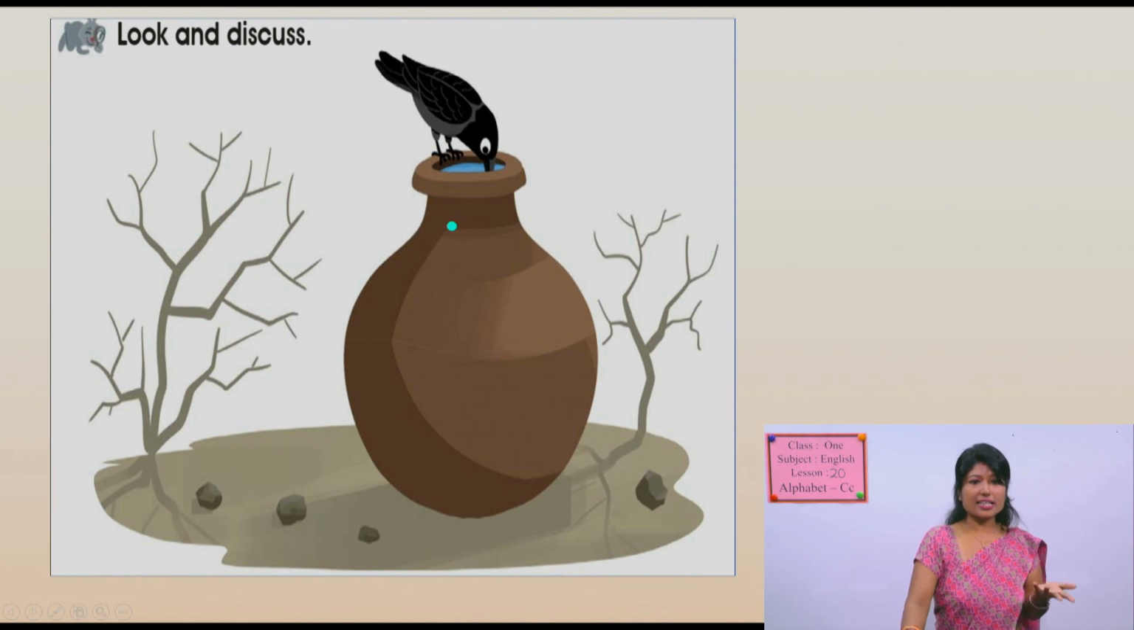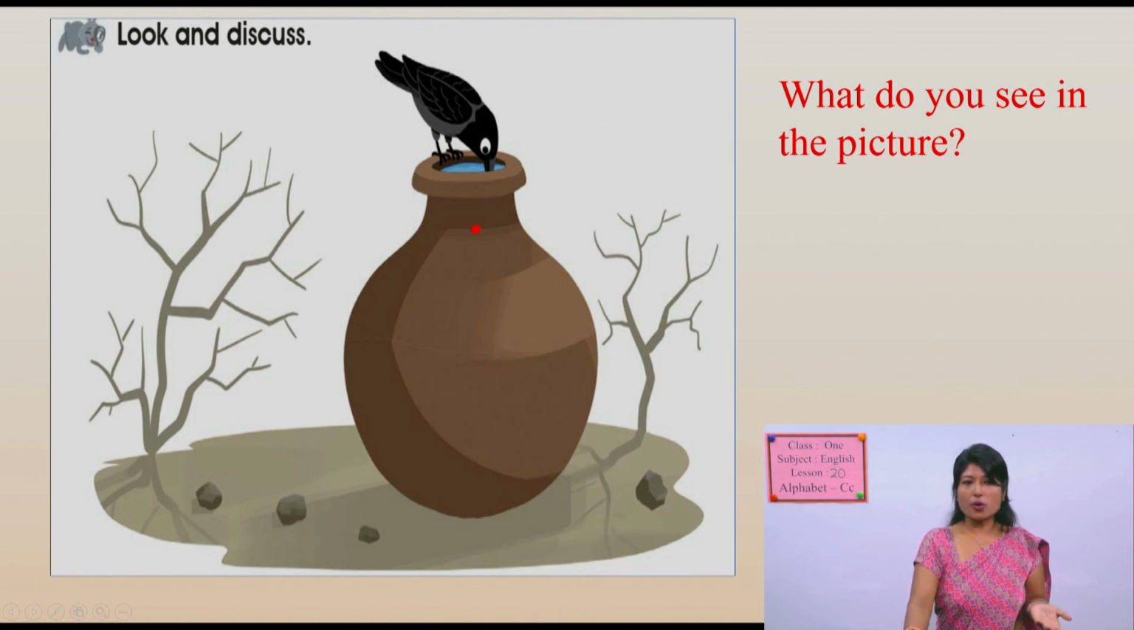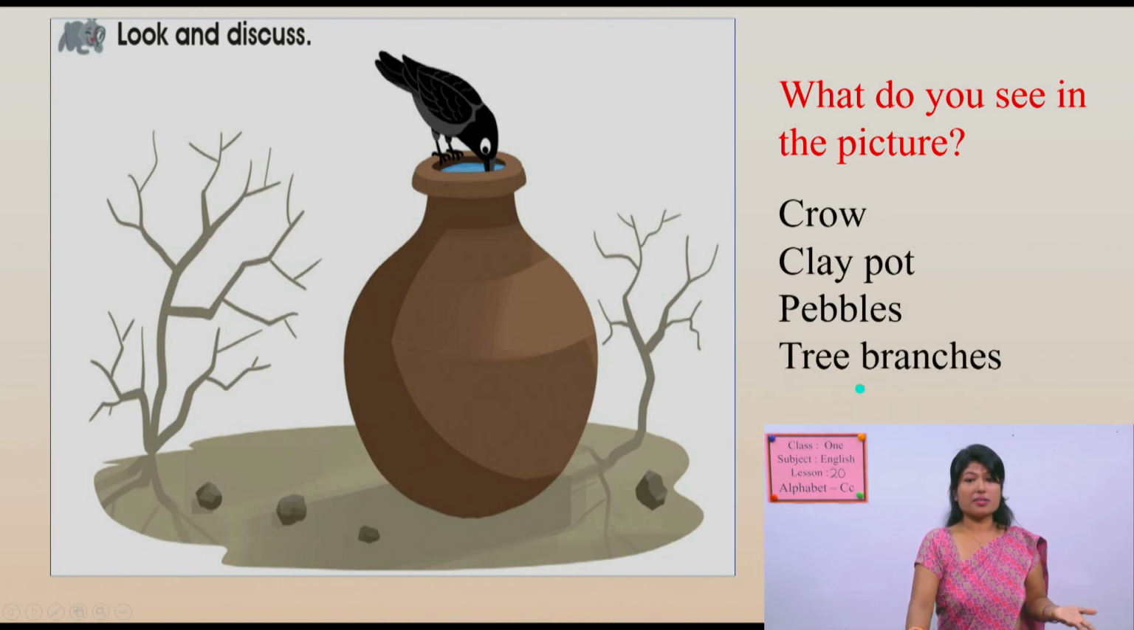What can we see? A pot. Okay, what is this? Clay pot, right? We can see a clay pot, and here a crow. What else do you see in the picture? Clay pot, crow, and then some pebbles, pieces of stone. 1, 2, 3, 4. 4 pebbles are there. And some branches of a tree, which are already dried up, and then you can see the shadow of this pot. So crow, clay pot, pebbles, tree branches, and, yes, I forgot to tell you, there is water inside this pot. This is a little bit blue in color; this is water inside the pot.